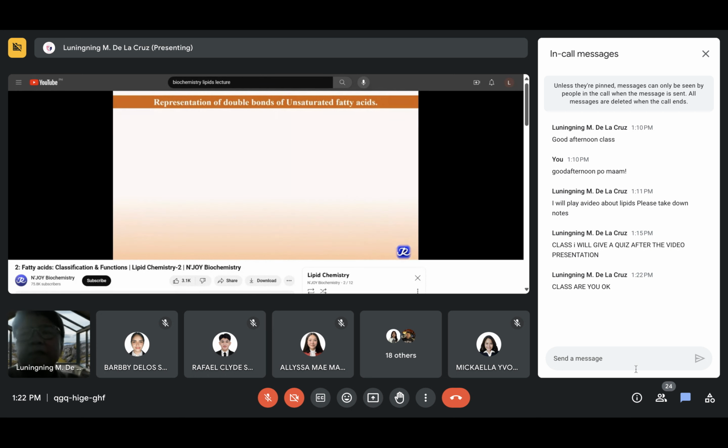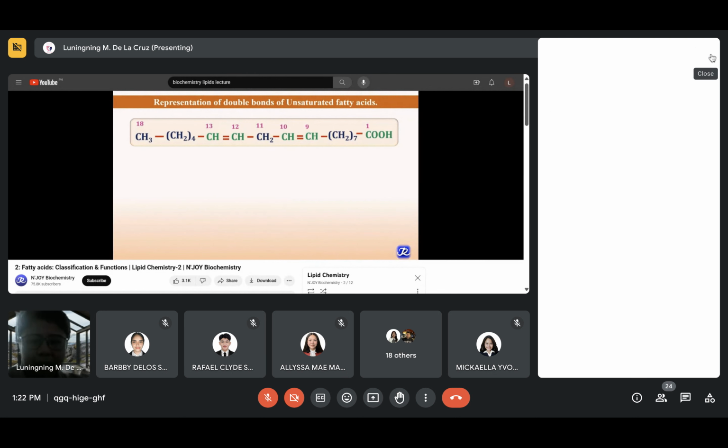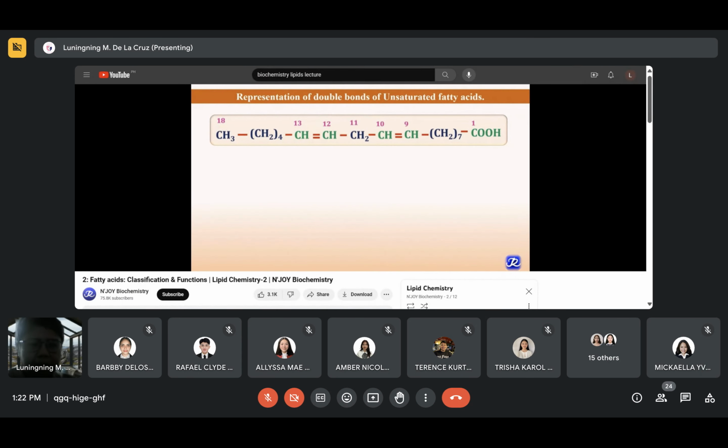Now let's see the representation of double bonds of unsaturated fatty acid. This is the linoleic acid, which is unsaturated fatty acid. It has 18 carbons and in the C system, numbering of carbon atoms starts from the carboxy terminus. This linoleic acid is represented as C18 because total number of carbon atoms are 18. 2 means total number of double bonds. So 2 double bonds are present in this fatty acid.